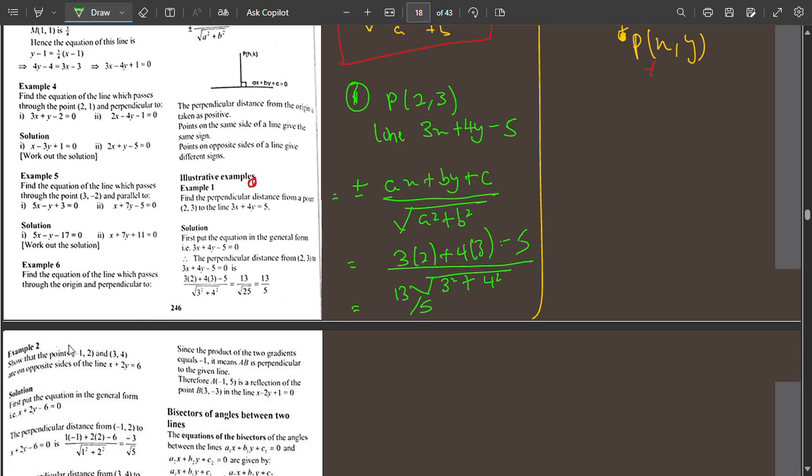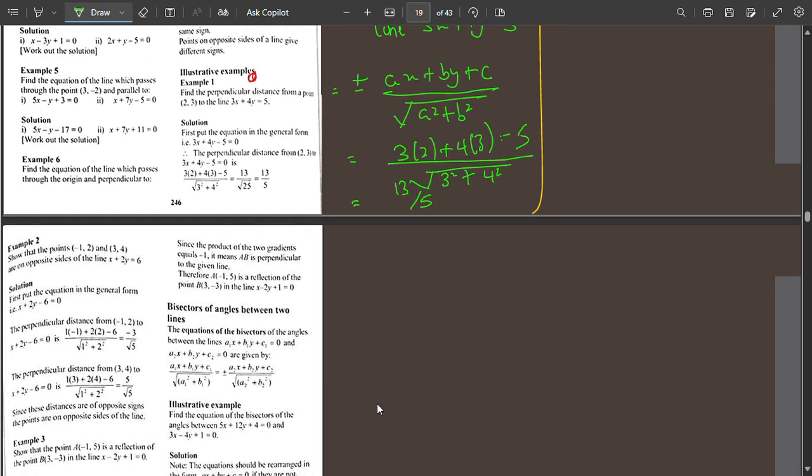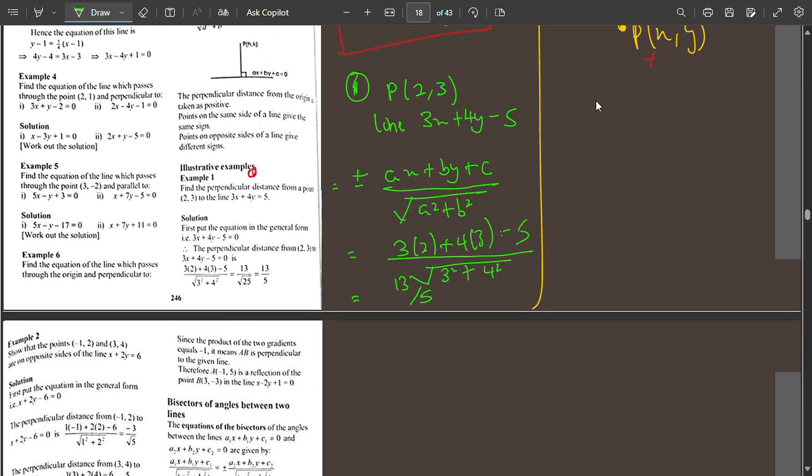All right, let's take another example. Example 2. In example 2, show that these two points are on opposite sides of this line. If points are on opposite sides of the line, then they will have different signs. One will have a positive sign when I measure the distance from that point to that line, and the other will have a different sign. So if the first is positive, the next will be negative. The distances will not be the same, because they didn't say the distances are the same.